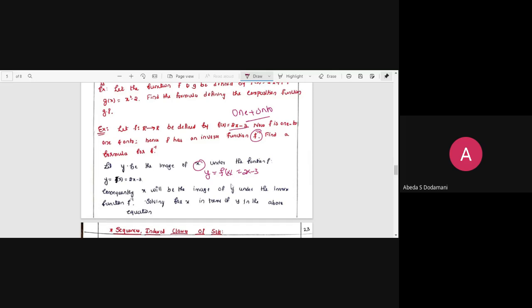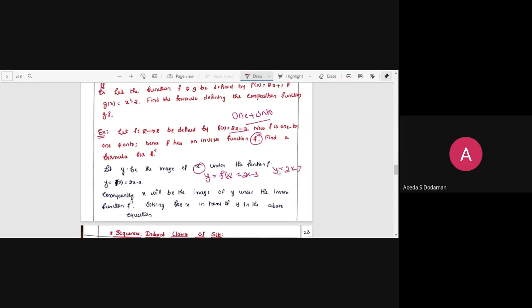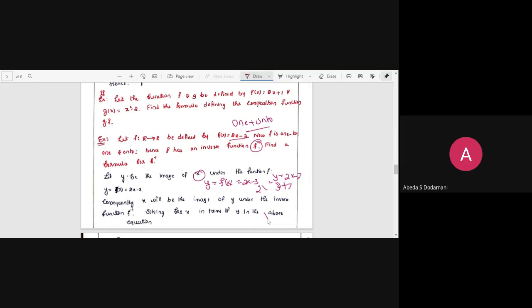So solving this above equation in terms of y, you will be getting the value. So here you have y is equal to 2x minus 3. If you write everything in terms of y, that will be your inverse. So if I take minus 3 on this side, it becomes y plus 3. So 2x is equal to y plus 3. Or if I take x only, then it is (y plus 3) by 2. So this will be your inverse.